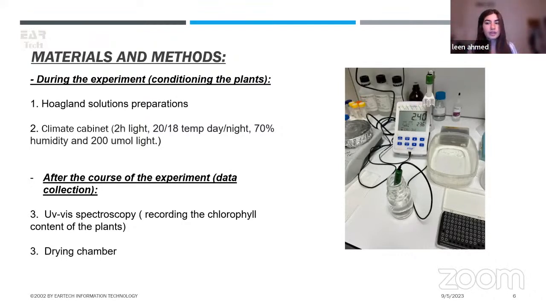And lastly was the drying chamber. After cutting the leaves and everything, we measured their fresh weights. We measured their fresh weight right after cutting them. But then we put them in a drying chamber to dry out the leaves and measure the dry weights also. So both data were important for us, the dry weights and the fresh weights.